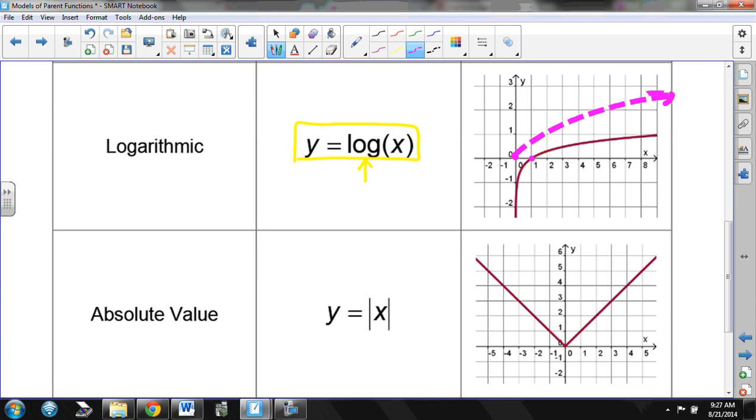But how about the logarithmic parent function? The square root function stops. Does the logarithmic parent function stop at the x-intercept? And the answer is no. The logarithmic parent function continues. So this piece right here is really significant in order to be able to tell the difference between square roots and logarithmic graphs. The range is also different for these. I'm going to look at that in just a second here.